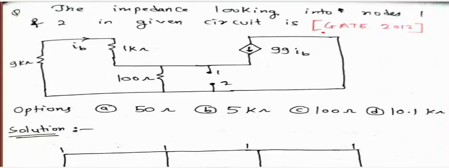Welcome all. Now let's look at this GATE 2012 examination question. The question is: the impedance looking into nodes 1 and 2 in the given circuit is. So we have to determine the impedance as seen from node 1 and 2.